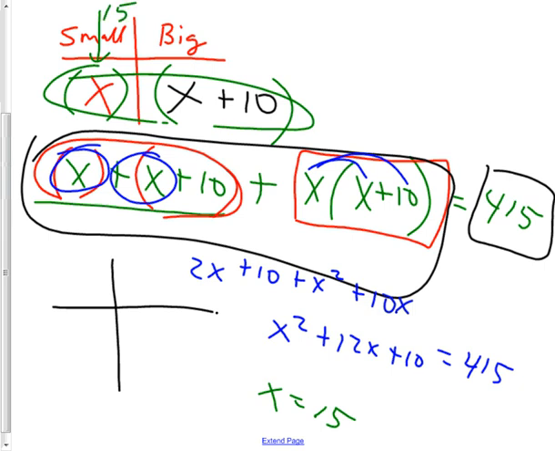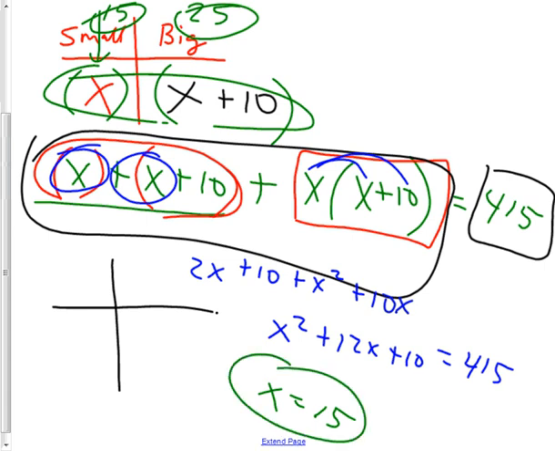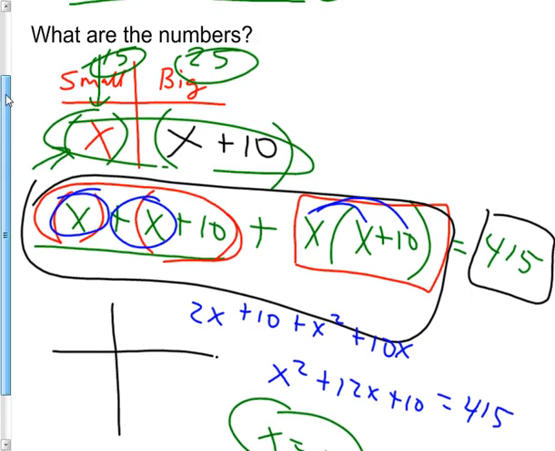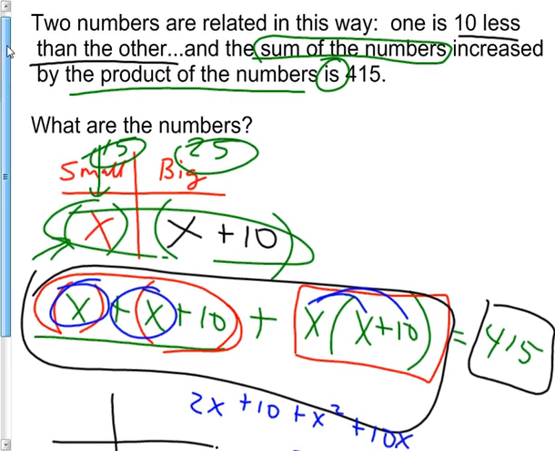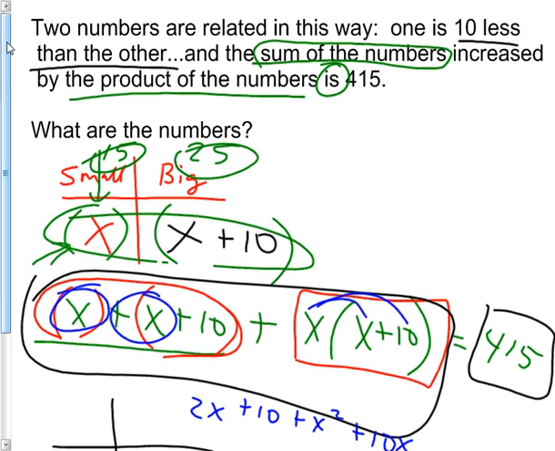X plus 10, which is 25. So 15 and 25 must be my two answers. Notice how I can't just say, oh, the answer's 15. I got to go back and look and see what does that mean? I got to see, oh, that was the smaller of the numbers. Maybe in the directions, I should make sure now that 15 and 25 actually work.